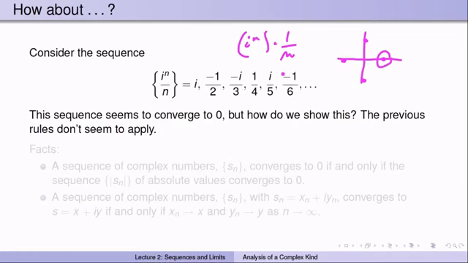So how do we treat this product? Our impression is that the sequence converges to 0, because we start at i, then we have minus 1 half, minus i over 3, 1 fourth, and so forth. The sequence seems to spiral itself towards 0. So it seems to converge to 0, but how do we show that?